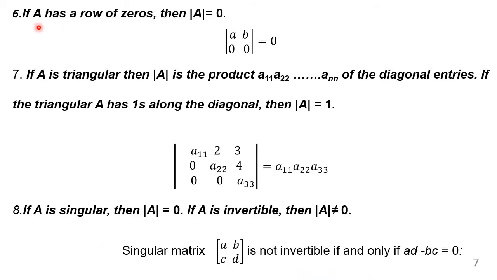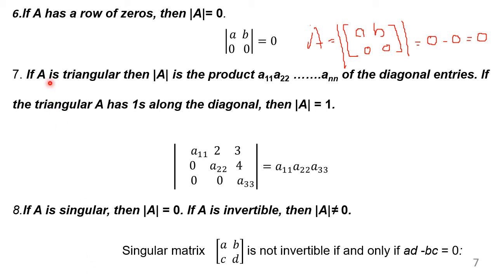The sixth property says that if A has a row of zeros, then the determinant of A will be equal to 0. For example, we'll take the matrix A equal to a, b and 0, 0. The second row I have made it as 0. Let me take the determinant of this. This will give you a into 0 minus b into 0. So you get this as 0.